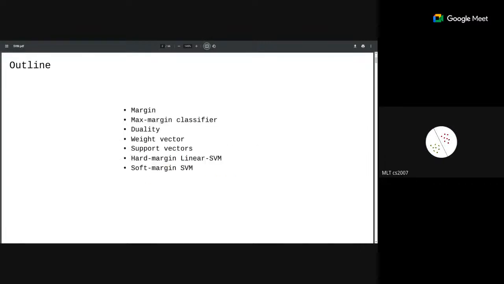This is what we'll be doing in today's session. We'll go through what this concept of margin means in a little more detail, and then we look at the concept of max margin classifier. SVM is actually a form of what is called a max margin classifier. We'll look at why it is called that. Third thing we'll do is we'll look at duality very briefly.